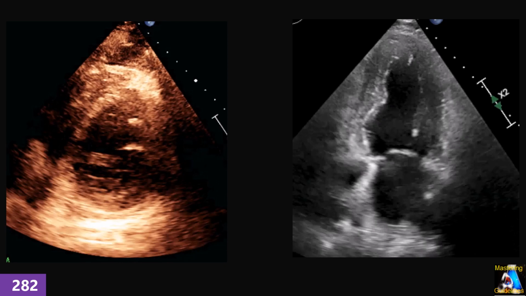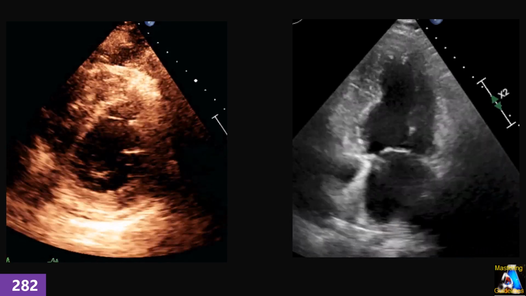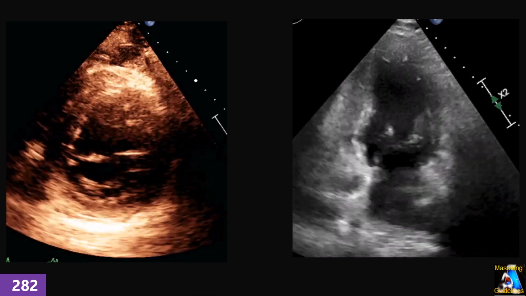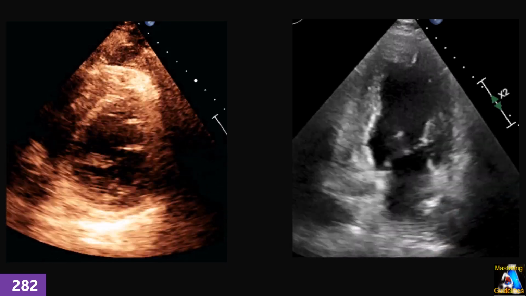What about these two patients? One of them is apical 2 and the other is PLAX. Does any of them have any basal inferior segment wall motion abnormality or not?